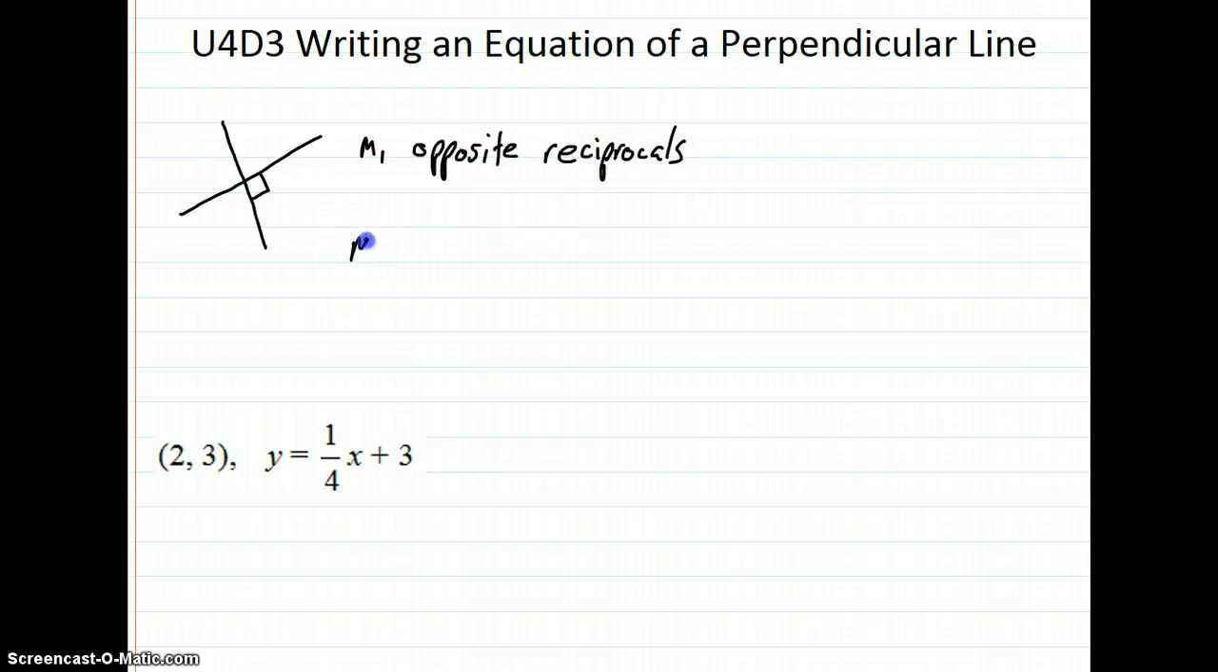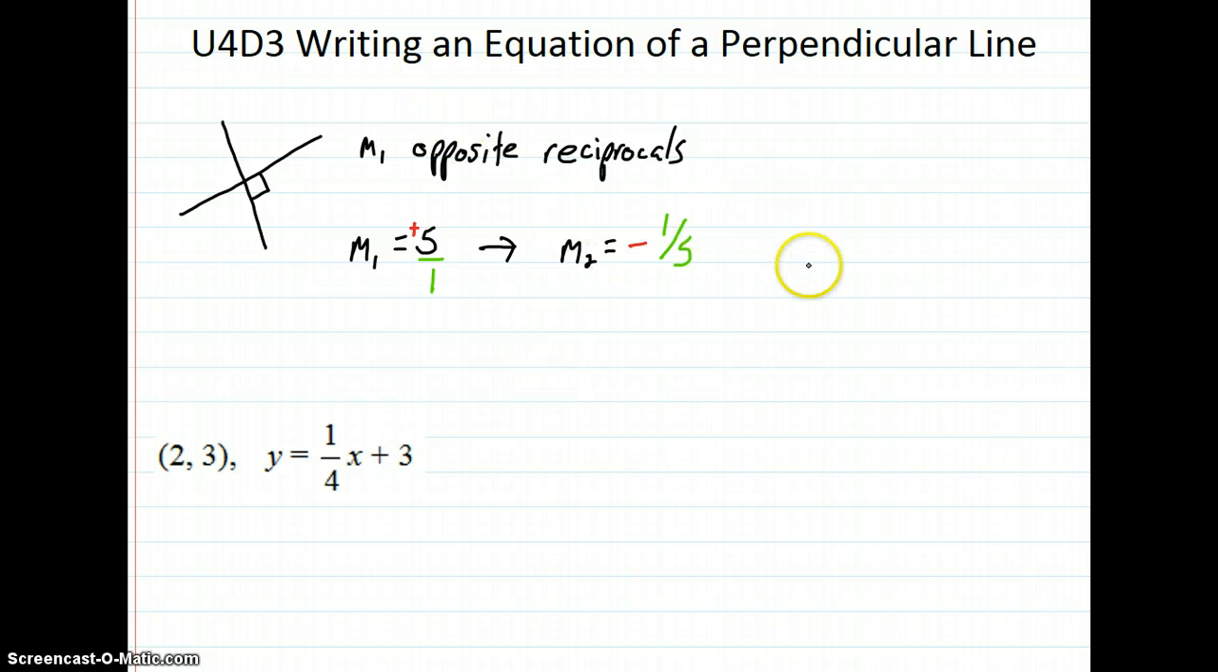So if I told you the first line had a slope of 5, then the perpendicular line would be the opposite. So this is a positive 5, so the opposite would be negative. And then the reciprocal of 5, well, this is like saying 5 over 1, so this would be 1/5.